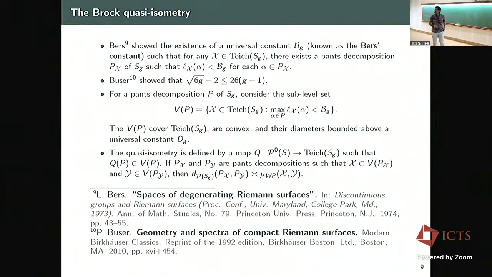It will be non-empty. Yeah, that's correct.